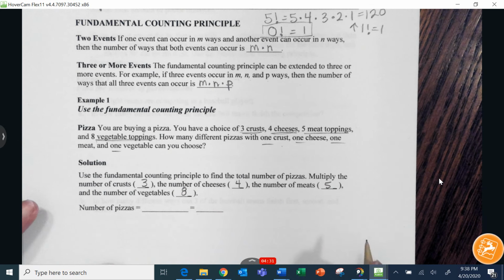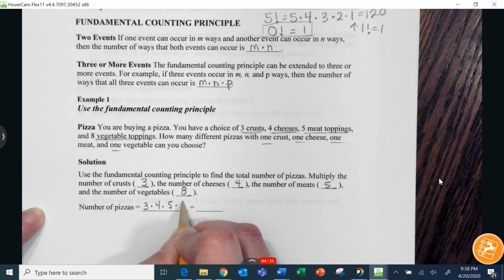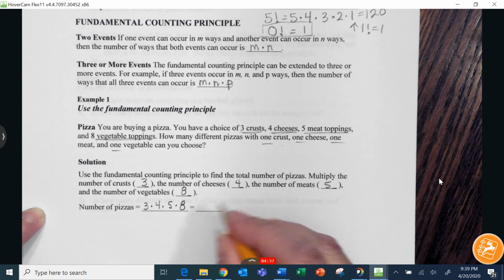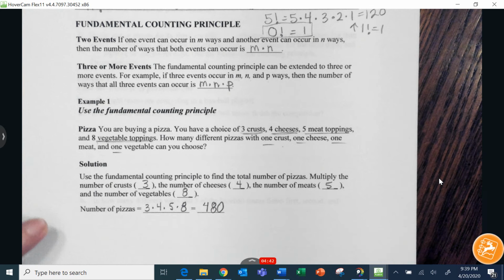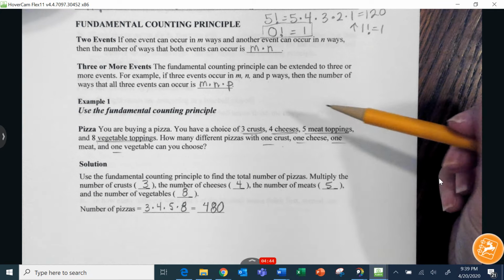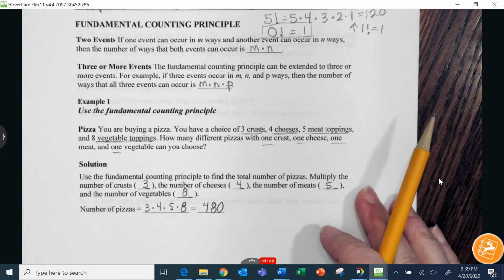So the fundamental counting principle says we are going to multiply 3 times 4 times 5 times 8. And when you type that in your calculator or you do it by hand, you're going to get 480. So if you go to this particular pizza place, you could have 480 different pizza combinations.